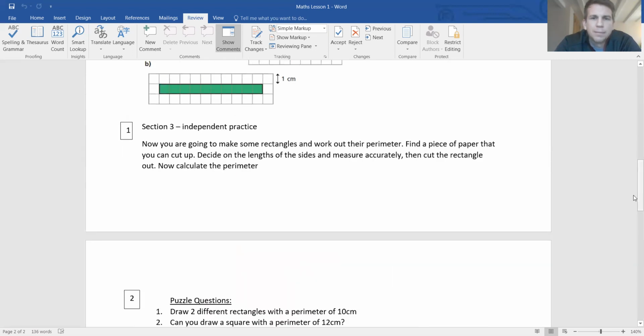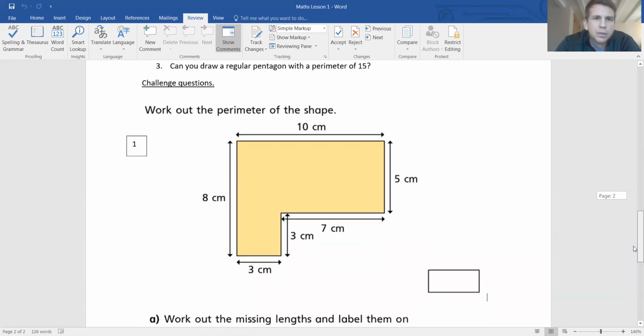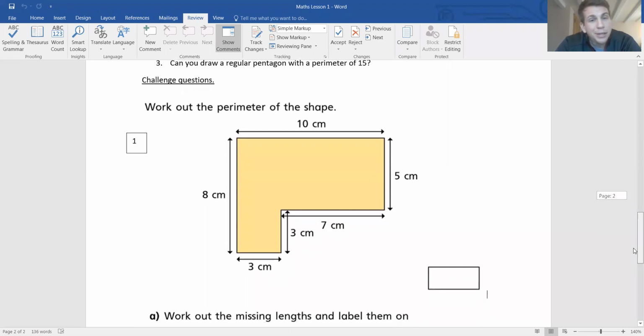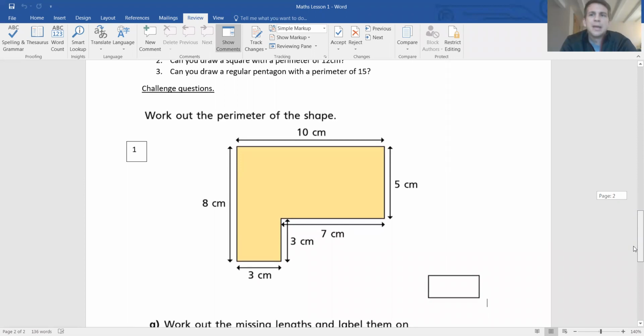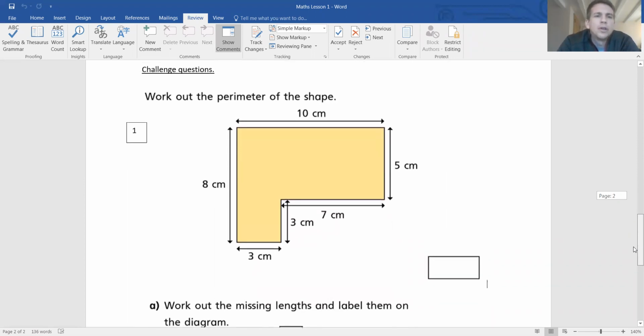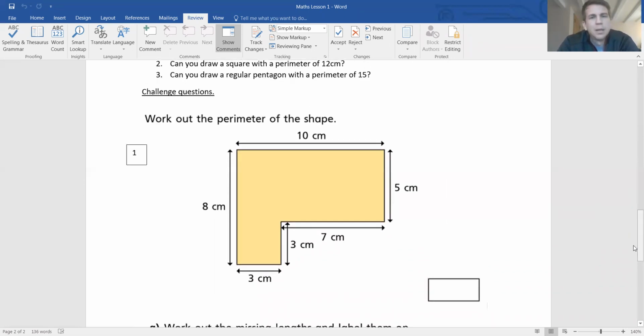Right, okay, so let's go back. So challenge questions, so these are a bit harder. I've chucked these in because they slightly go into what you are going to do tomorrow. Okay, so here is a different shape. It's not a regular shape. It's a combination of 2 shapes. So we've got a little square on a rectangle, really, and there's a special name for those, but I'm not going to tell you because that's going to spoil tomorrow's lesson.